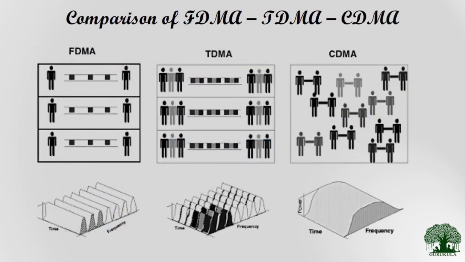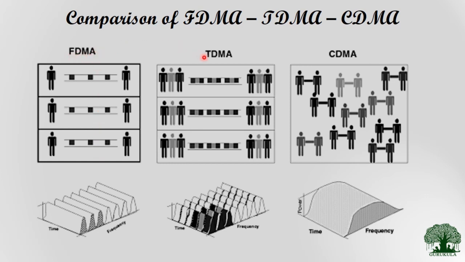Now let us compare the techniques we have seen: frequency division multiple access, time division multiple access, and code division multiple access. In FDMA, each user is allocated a different frequency band, and users are not restricted on time. They can use the smaller frequency band allocated to them for a continuous period of time. The drawback with FDMA is that a user cannot send or receive signals with a larger bandwidth. But continuous transmission is possible with FDMA systems.